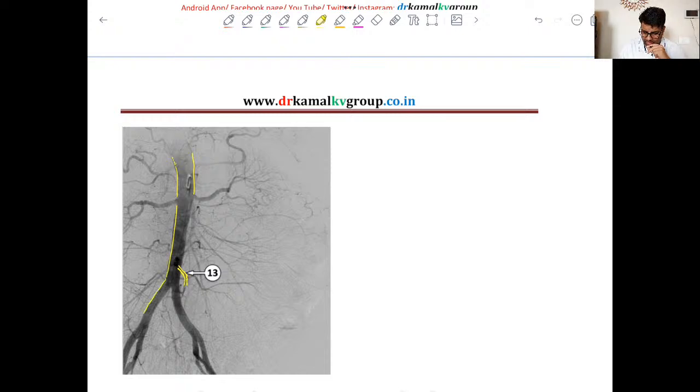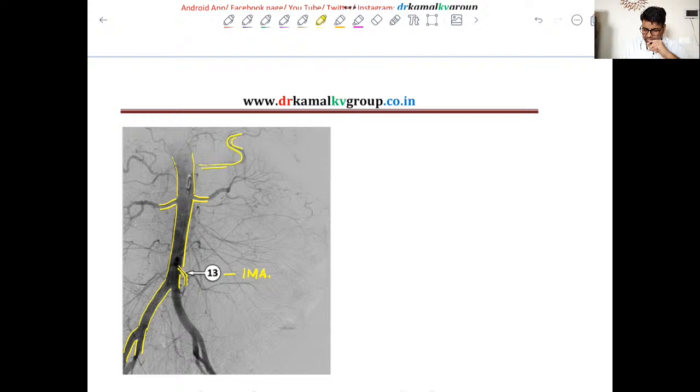Just going down and then bifurcating into two, then again bifurcating into two. And here also we can see two branches, something like this, right? Very good, very good, Vipin Saini, very good. So this is actually the inferior mesenteric artery, right? And this is the abdominal aorta, and then you can see one artery going like this.